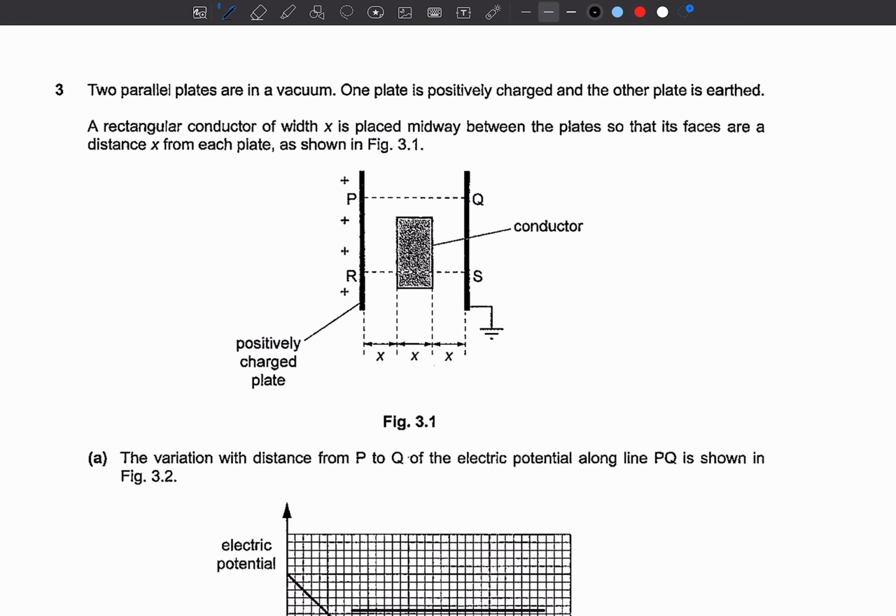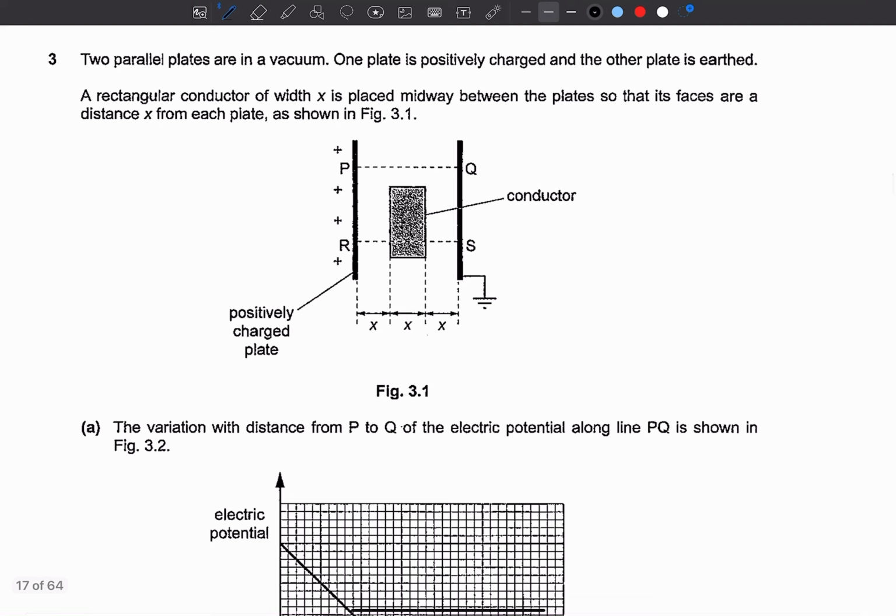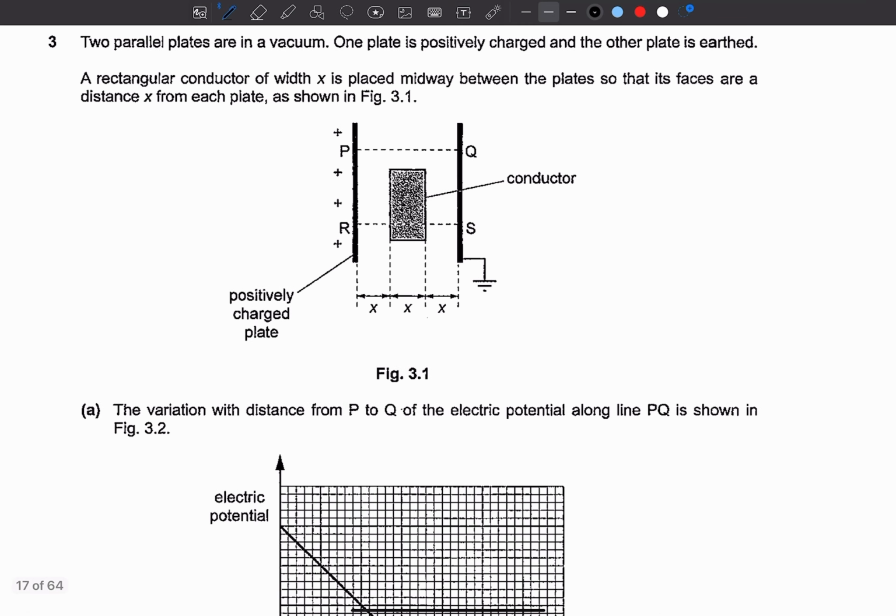Alright, for question 3, two parallel plates are in a vacuum. One plate is positively charged and the other plate is Earth. A rectangular conductor of width x is placed midway between the plates so that its faces are a distance x from each plate as shown in figure 3.1. You can see the diagram here. On the left side you have the positively charged plate, on the right side you have the plate that is Earth, meaning it will be negatively charged, or rather no charge. And then after that the conductor is placed right in the middle.